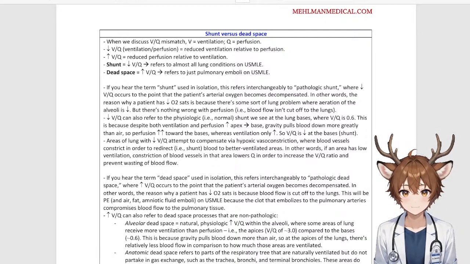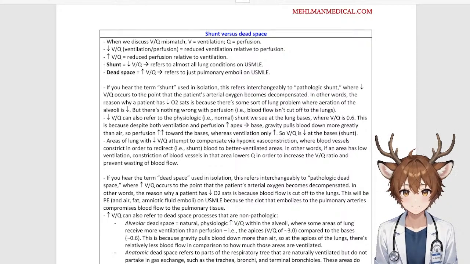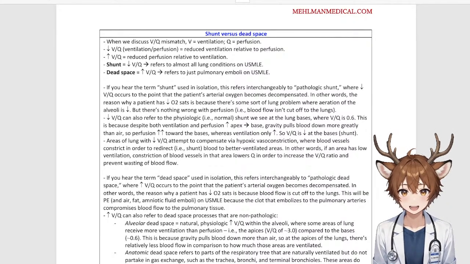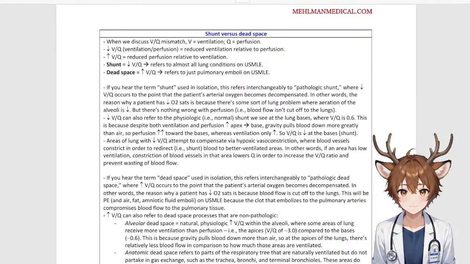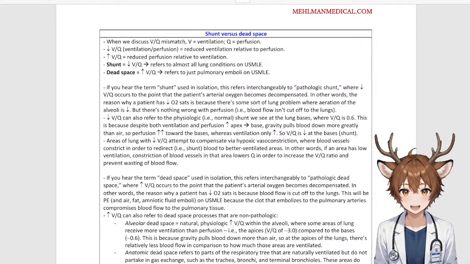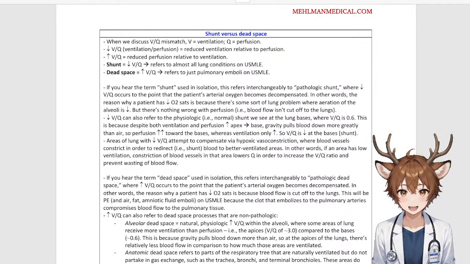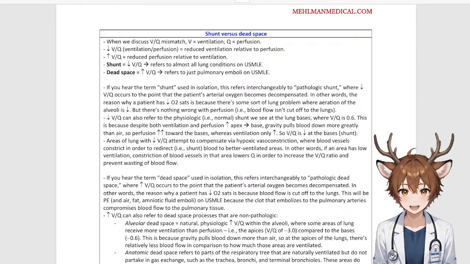Where were we? Yeah, so decreased VQ at the base is shunt. Areas of the lung with decreased VQ attempt to compensate via hypoxic vasoconstriction, where the blood vessels constrict in order to redirect, that is to say shunt, blood to better ventilated areas. In other words, if an area has low ventilation, constriction of blood vessels in that area lowers the perfusion in order to increase the VQ ratio and prevent wasting of blood flow.